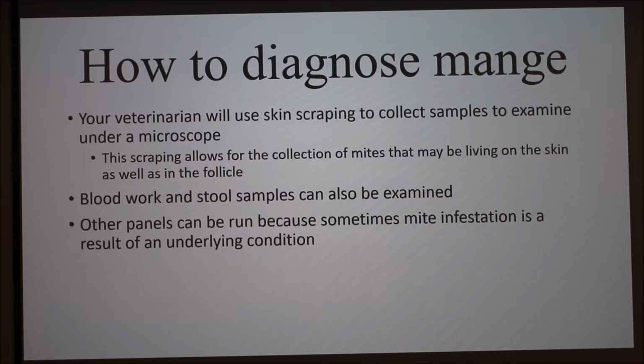So how to diagnose mange? Your veterinarian usually will use skin scraping to collect samples to examine under a microscope. What the scraping does is it allows for the collection of mites that are living on the skin, as well as getting some of the mites that may be living in the hair follicles to come up towards the top, so you can get the ones living underneath as well. You can use blood work and stool samples to examine, as well as other panels can be run, because sometimes mite infestations are caused by an underlying condition such as autoimmune diseases or things like that.